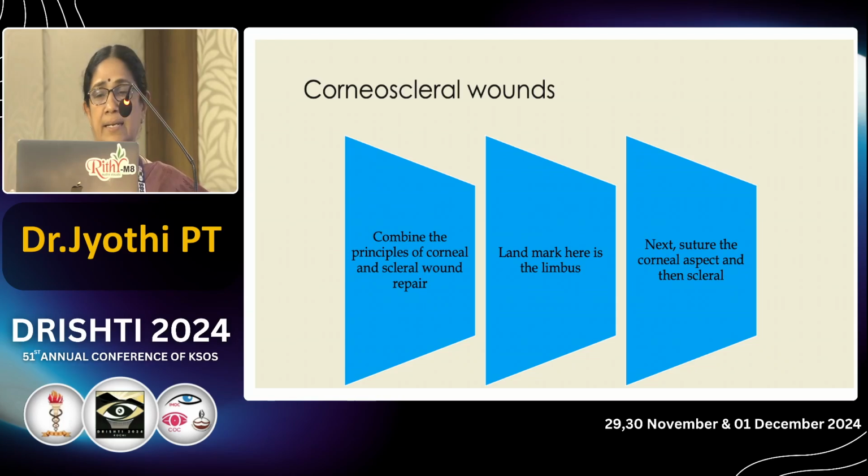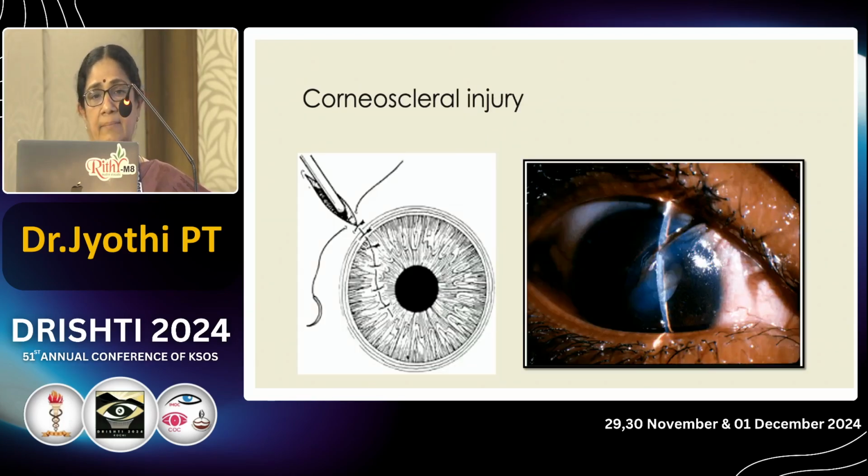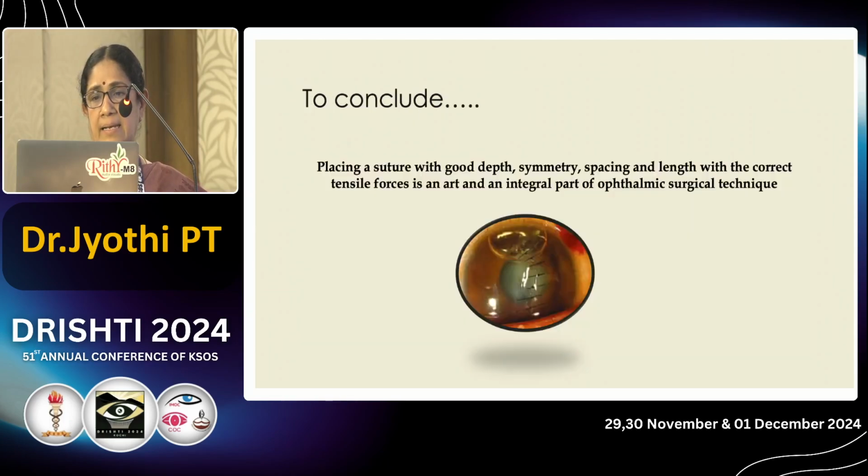The landmark here is the limbus. Next, suture the corneal aspect and then the scleral. So in a wound like this, first suture the limbus, then the corneal aspect, and finally the scleral aspect.